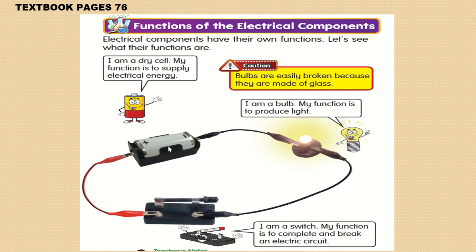Now the first one is the dry cell battery. "I am a dry cell. My function is to supply electrical energy." The dry cell battery supplies the electrical energy. When the dry cell supplies the electrical energy to the bulb, the bulb produces the light. "I am a bulb. My function is to produce light." This one you can see the bulb is lit up.